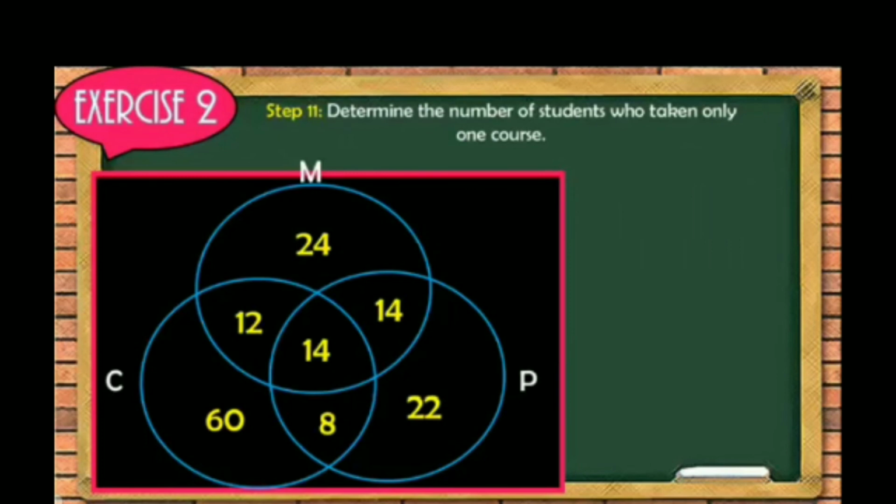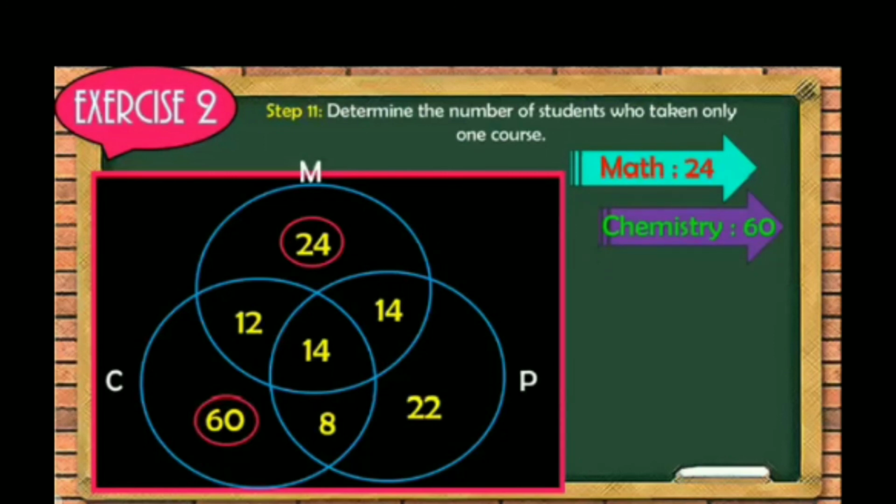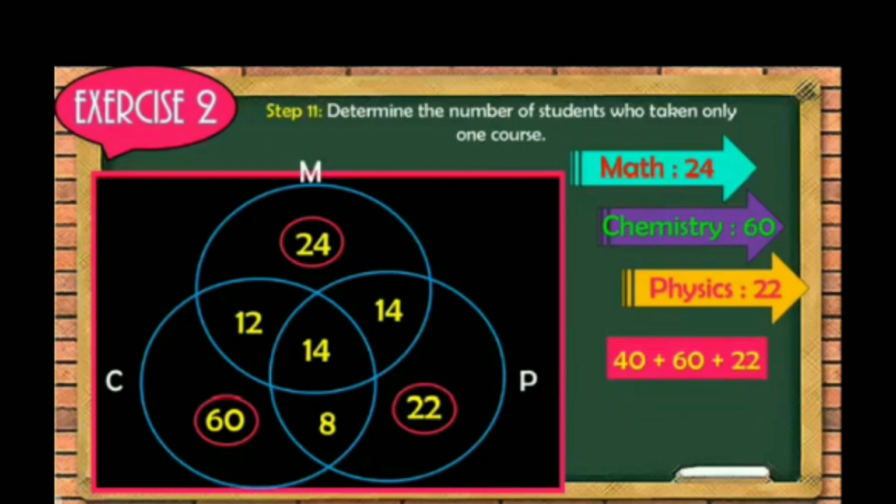Now, step number 11. Determine the number of students who have taken only one course. We identify the number of students who only took one course. For mathematics, there are 24. For chemistry, there are 60. For physics, there are 22 students. Now 24 plus 60 plus 22 is 106. So there are 106 students who took only one course.